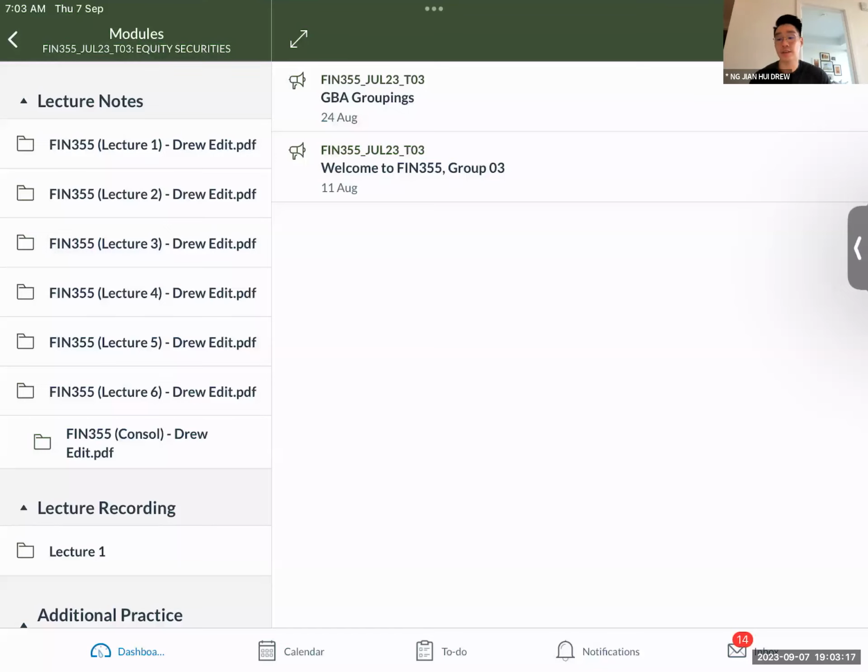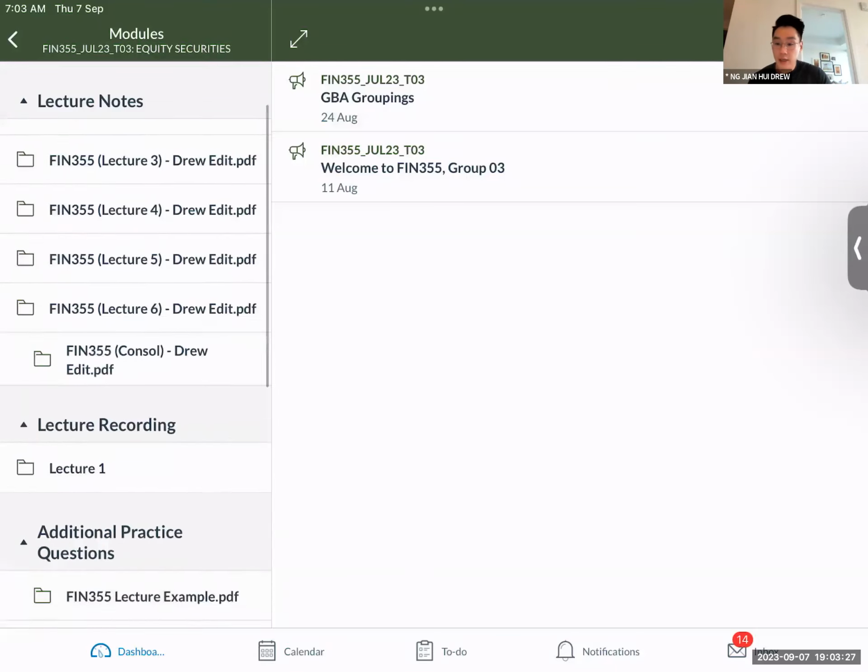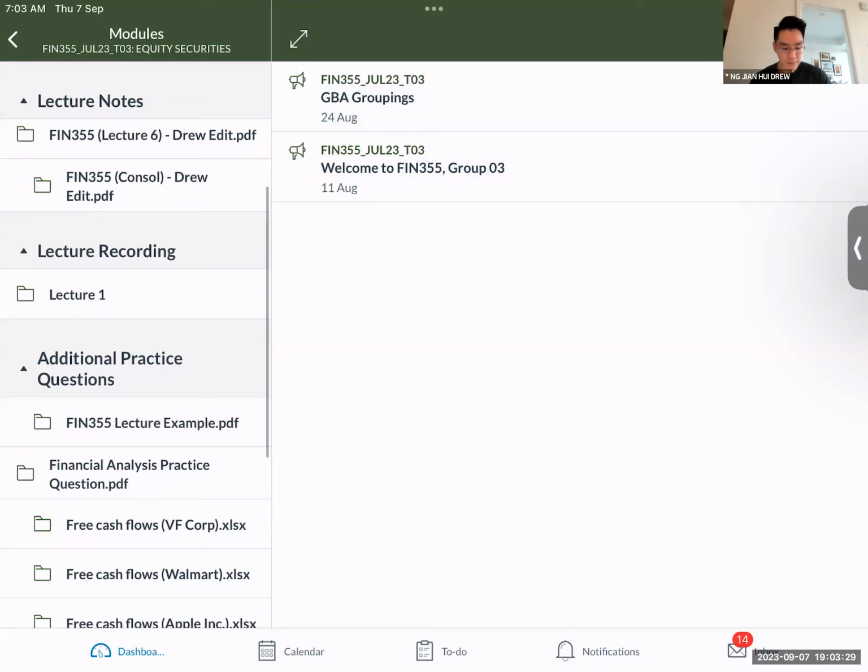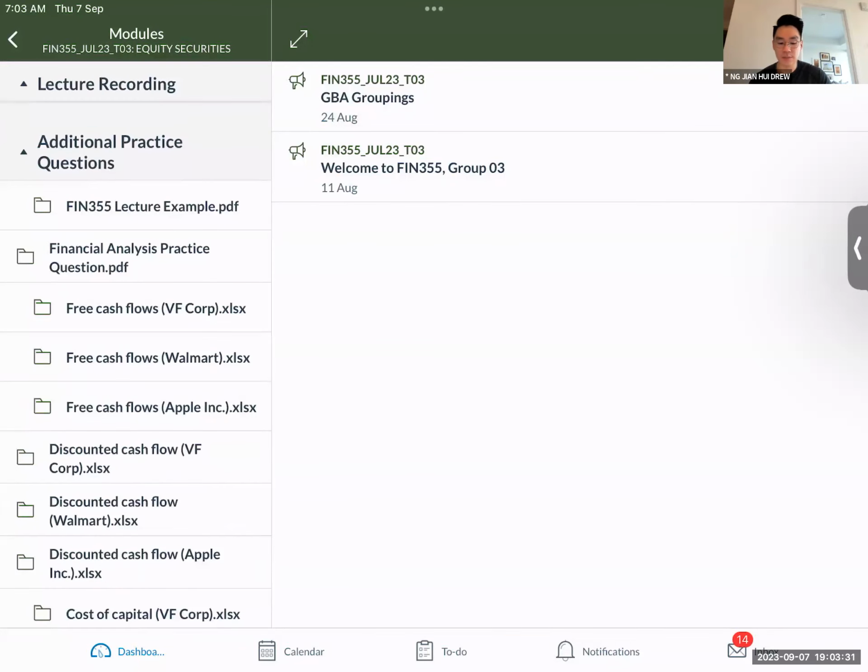But nevertheless, if you want to use the old slide, don't worry. I'll point out the changes. There are some minor changes here and there, and the changes on the last example that we're covering. Also, some of you asked what is this additional practice question.